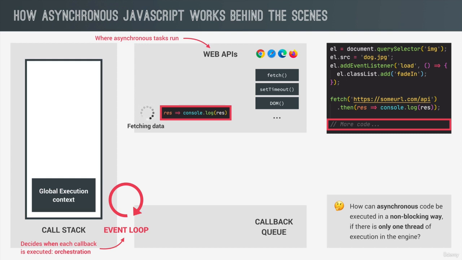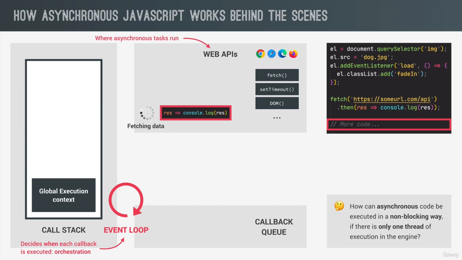Okay, so this is of course a lot to take in, so let's try to recap what happened here. The image started loading asynchronously in the web API's environment and not in the call stack, right? We then used addEventListener to attach a callback function to the image load event. And this callback is basically our asynchronous code. It's code that we deferred into the future because we only want to execute it once the image has loaded. And in the meantime, the rest of the code kept running.